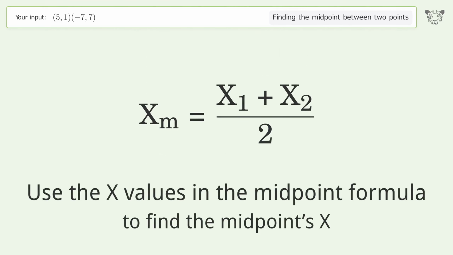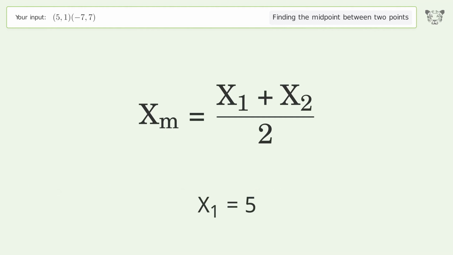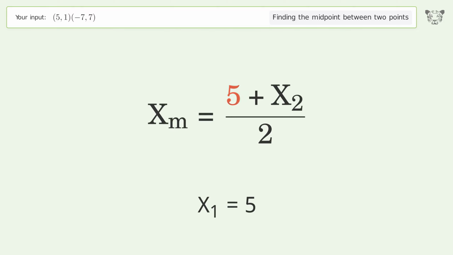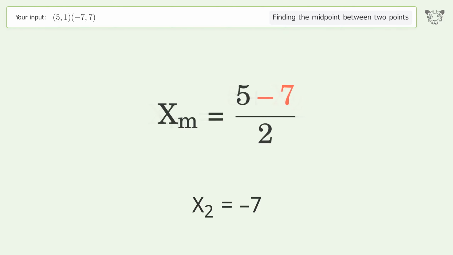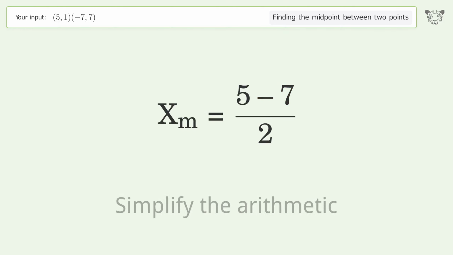Use the x values in the midpoint formula to find the midpoint's x. x1 equals 5. x2 equals -7. Simplify the arithmetic.